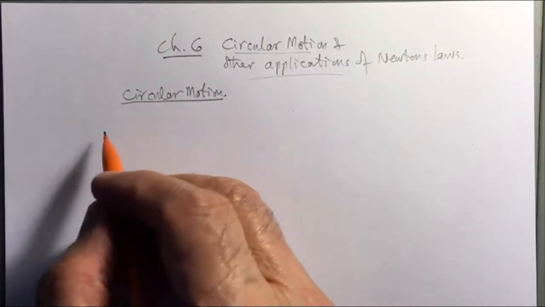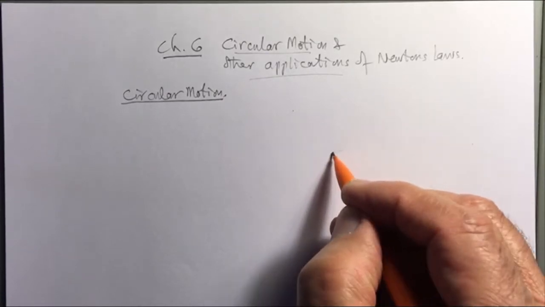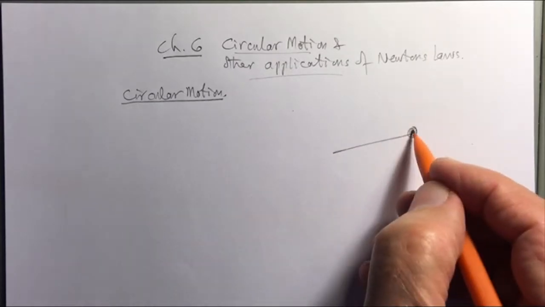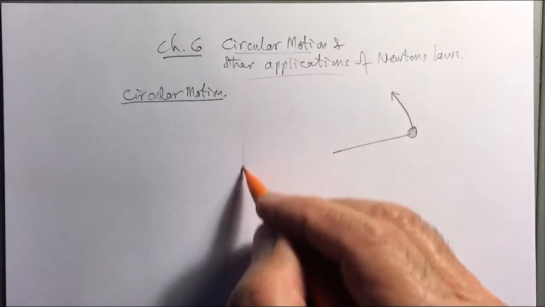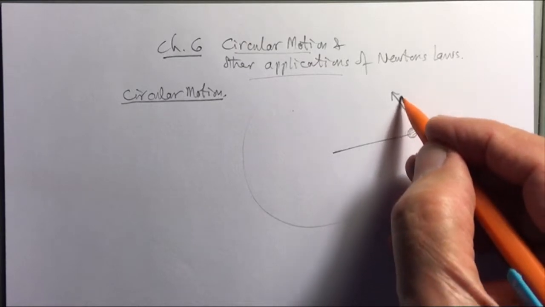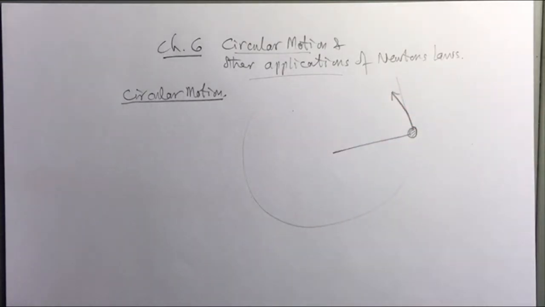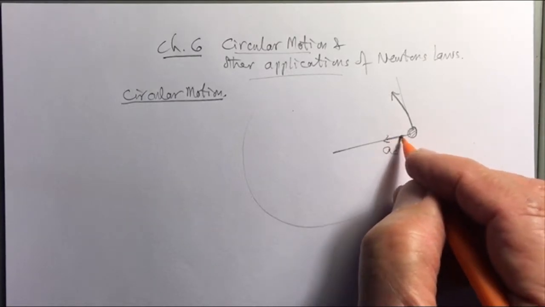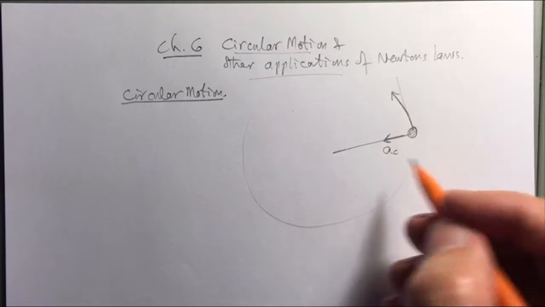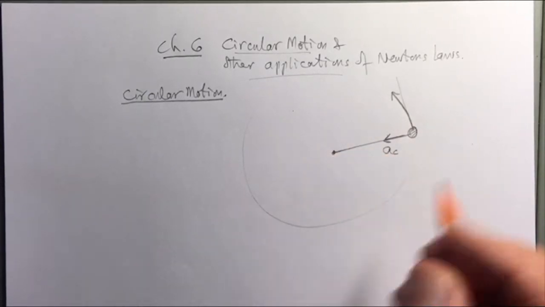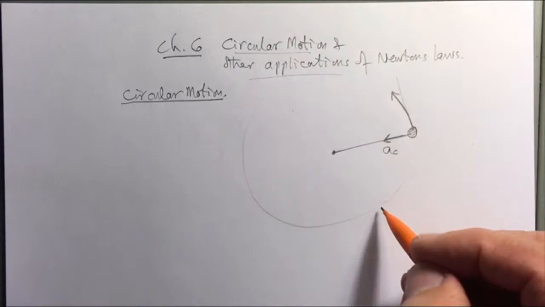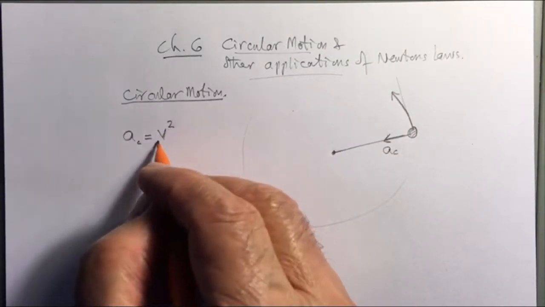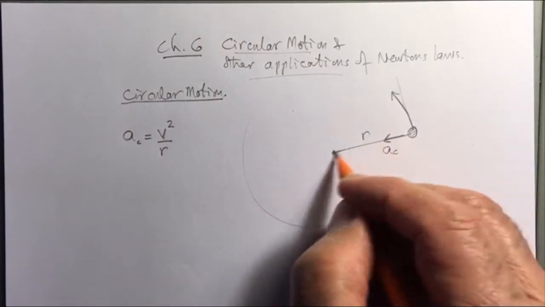So if we have an object that's, for example, you tie a string to some mass and you make it go around in a circle, then because it's not going in a straight line and it's turning, there is an acceleration which we already saw, and that was a_c, the centripetal acceleration, which was pointed towards the center of this circle, and we found it in the previous chapter to be v squared over r, where r is the radius of the circle.